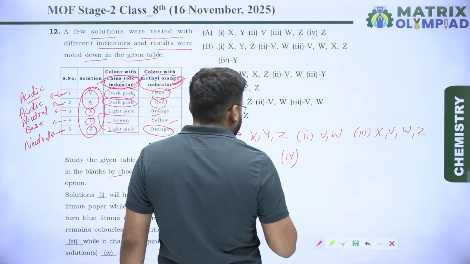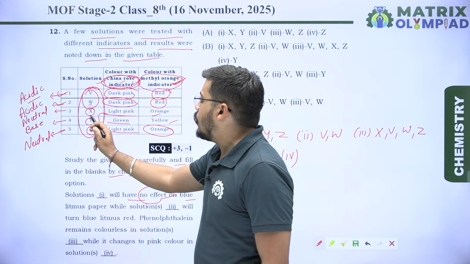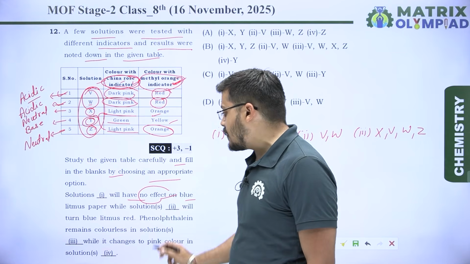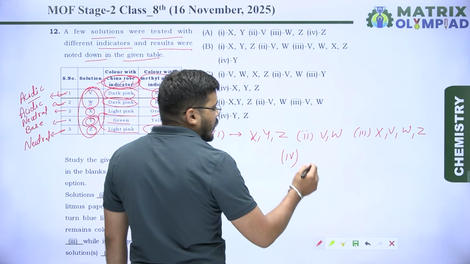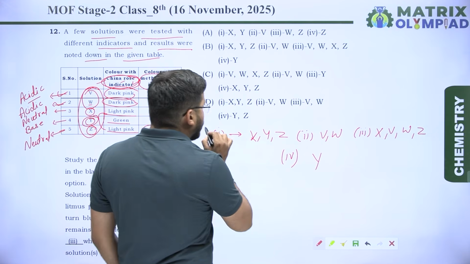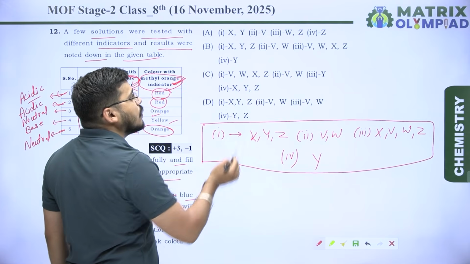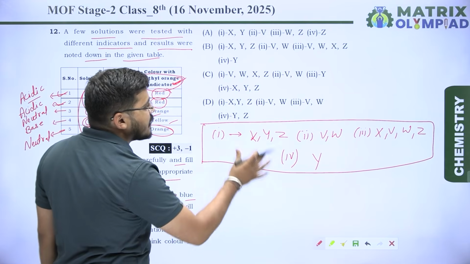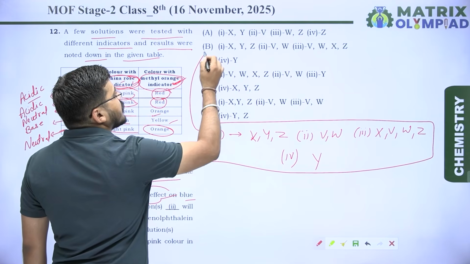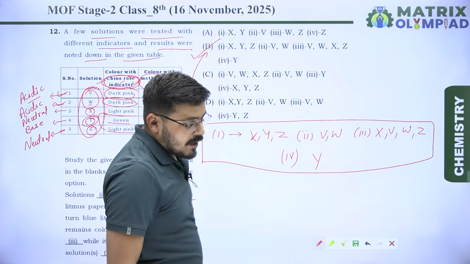And in the fourth, phenolphthalein color changes into pink. It means only and only the Y solution can change the phenolphthalein color. Therefore, in the fourth, the answer is Y. So, according to this code, we have to match it with our options. We know very well it completely matches with option number B. So our correct answer is option number B.